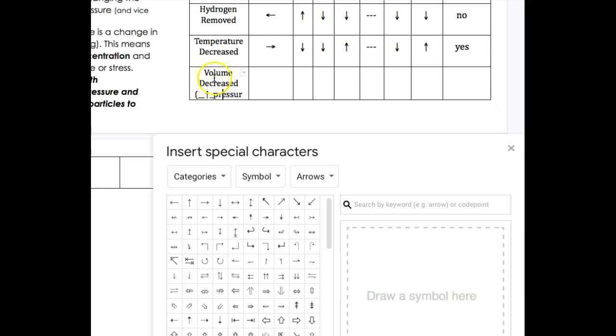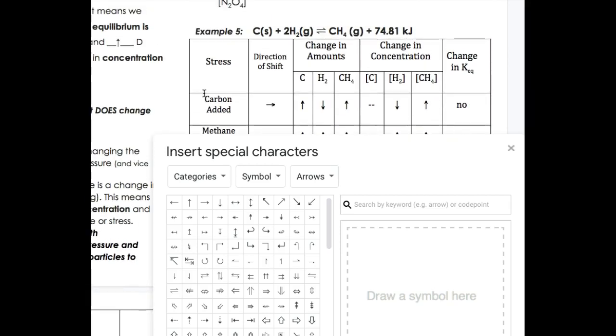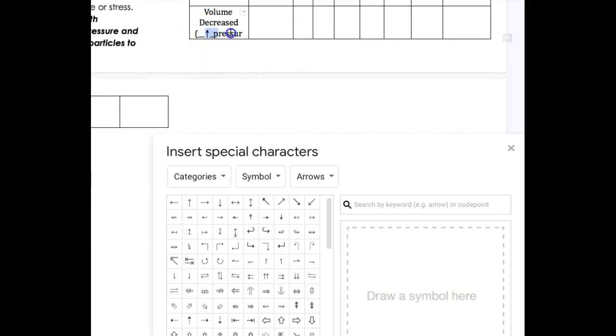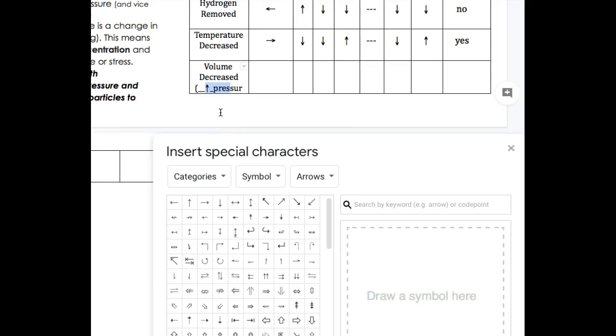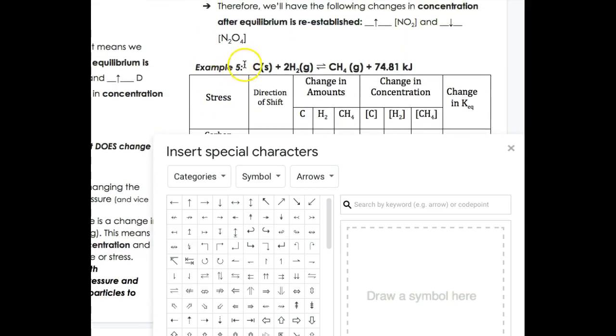So just think about it. You decrease the volume, that means there's higher pressure, particles are colliding more. The higher the pressure, the more concentrated the gas becomes. And the only way to reduce the pressure is to move in the direction where there's less moles. So again, the pressure went up, but we want to reduce the pressure because that's what equilibrium reactions do. They counteract the change.